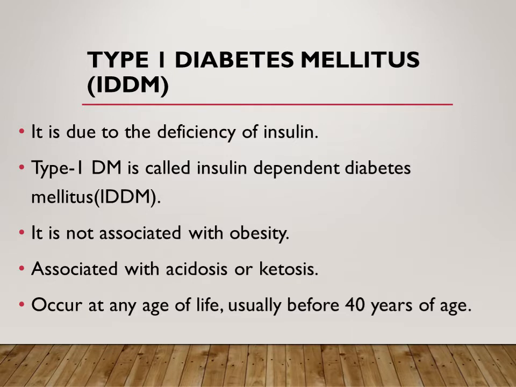Then what is type 1 diabetes mellitus? In the previous slide we saw how we can differentiate type 1 diabetes mellitus from type 2 diabetes mellitus. Now, type 1 diabetes mellitus is due to the deficiency of insulin. It is also called insulin dependent diabetes mellitus, or IDDM. It is not associated with obesity, is always associated with acidosis or ketosis, and occurs at any age of life, usually before 40 years of age.